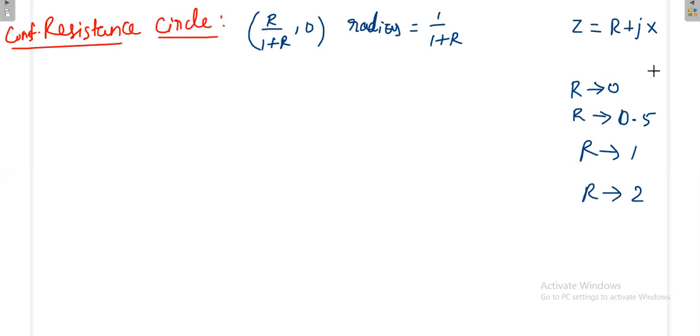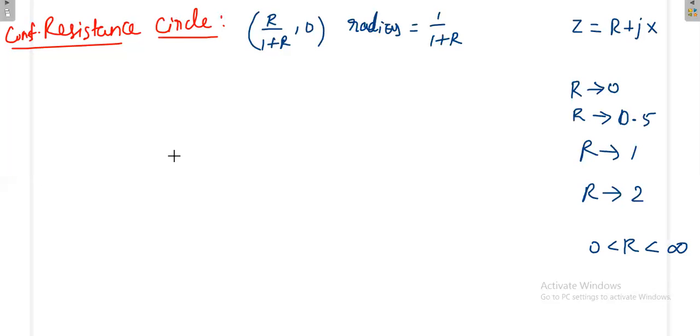You are normalizing with the characteristic impedance, and the characteristic impedance can be anything. That means your R can go from 0 to infinity. What is the range of R? Your R can go from 0 to infinity.